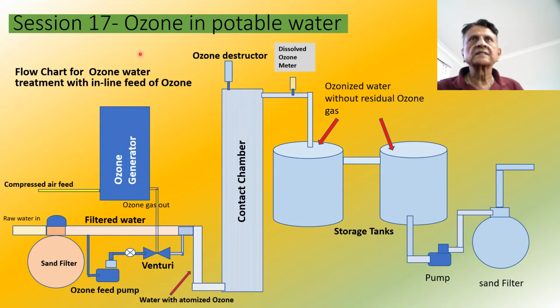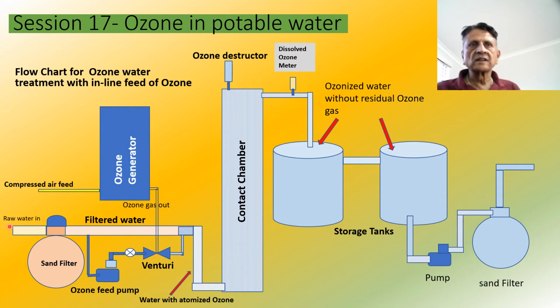This process of treating potable water with ozone is a continuous inline process which is used for very, very large water treatment, council water treatment systems. You have a compressed air feed to the ozone generator which generates the ozone, and the ozone gas comes through into the venturi.